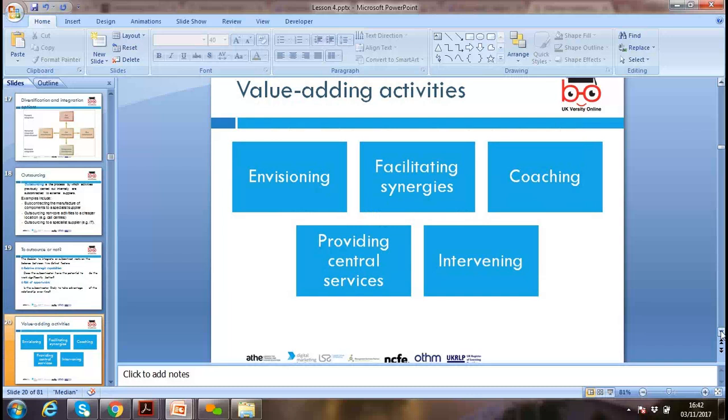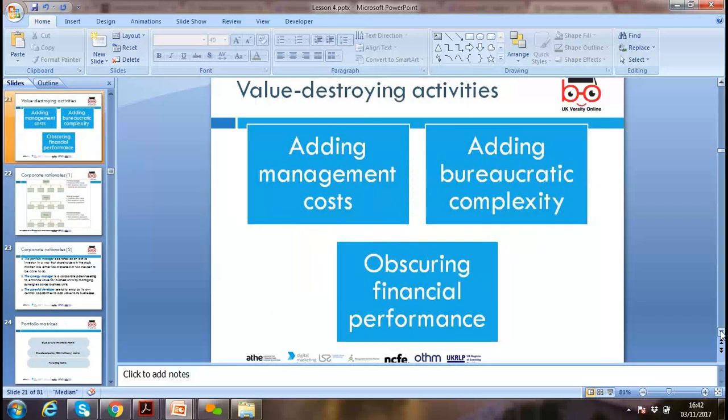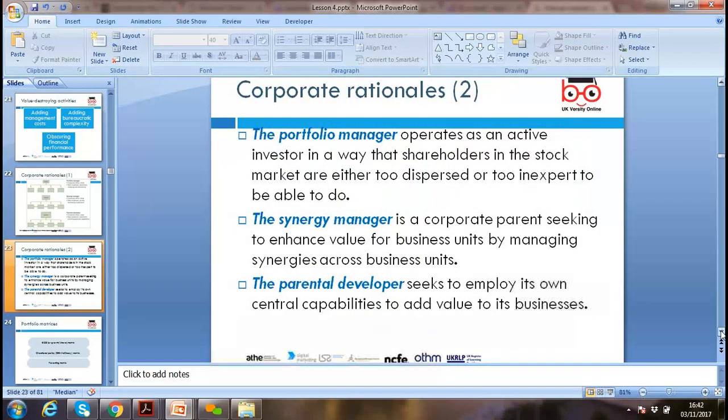Value added activities. If we are facilitating synergy, that will increase the value in the organization. Coaching and mentoring programs within the organization will create value. Providing control services, intervening, so we need to look around. Adding management costs, adding bureaucratic complexity within our organization. So we need to be focused on these things in our organization when we make the plan.